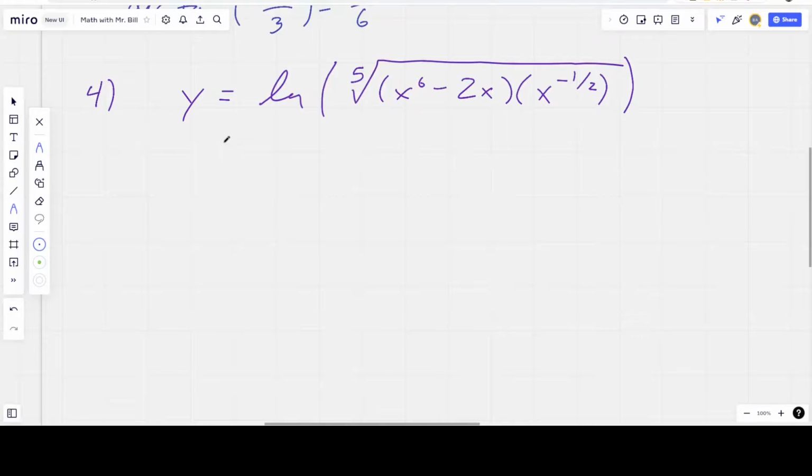So this question asks us to find the derivative of this particularly nasty function, the natural log of the fifth root of the product of x to the sixth minus 2x times x to the negative 1/2. And honestly, you could do this with the general derivative rules, the power rule and the product rule, but that's really not what you want to do here. You've probably seen this in class or seen something like it in class.